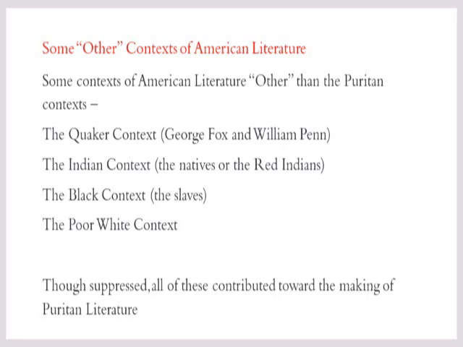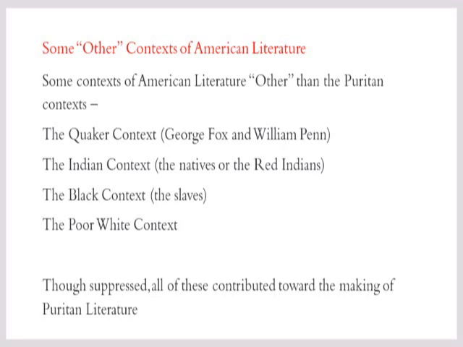Now, this was all about the Puritan context. In Puritan society, there were other contexts as well that went into the making of American literature. Some contexts other than the Puritan context were the Quaker context, where two names are very important, George Fox and William Penn. Then the Indian context, the natives or the Red Indians, or you can say the aboriginals, the natives of the land. The black context, basically the context of the slaves, and the poor white context, those who worked as indentured slaves in the houses of rich white people.